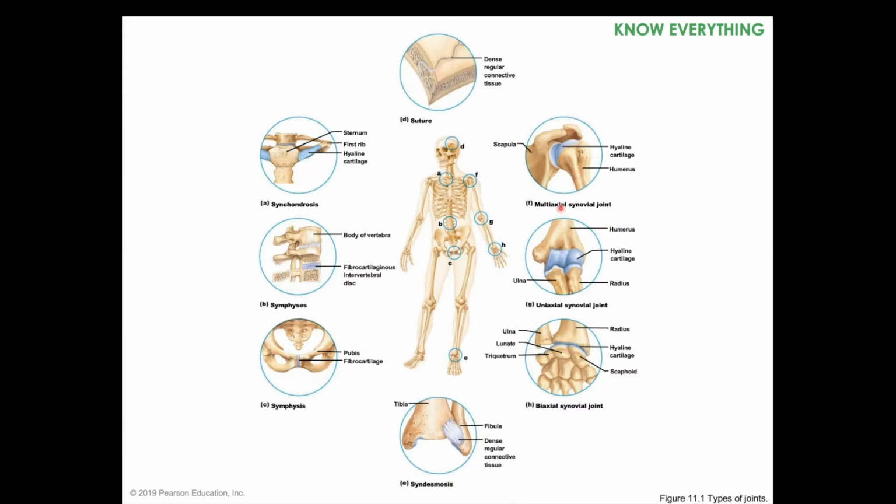On the right side, we see our synovial joints. The humerus and scapula join to form a multi-axial ball and socket synovial joint. It is multi-axial because it can move in many different directions. Next, we have the elbow joint, which is a uniaxial joint. Uniaxial meaning it can only go in one plane direction. For the elbow, that is flexion and extension. And then finally, we have the wrist joint, which is a biaxial joint. It's biaxial because it can move in two plane directions. That's flexion and extension and lateral flexion and extension.